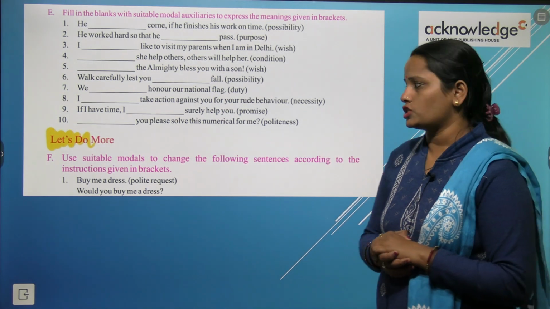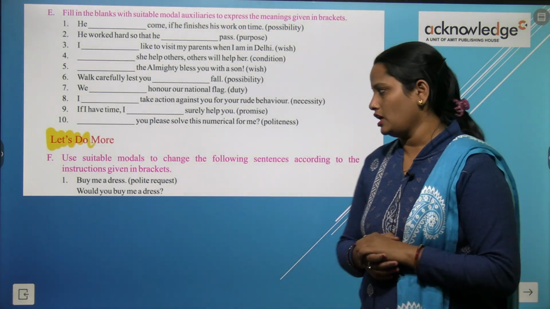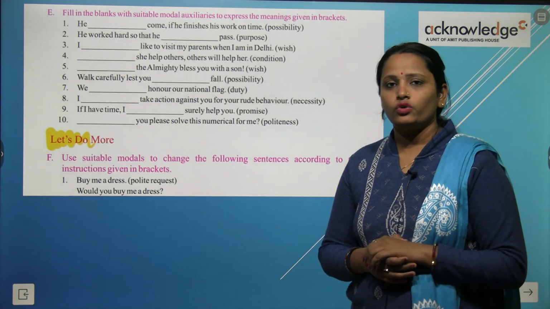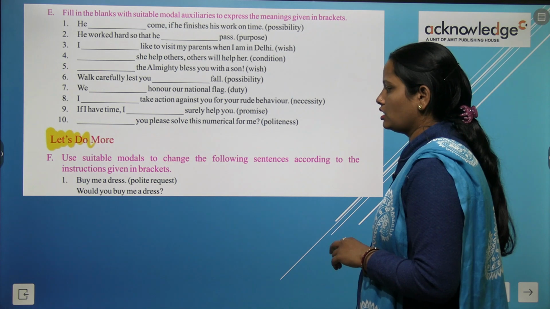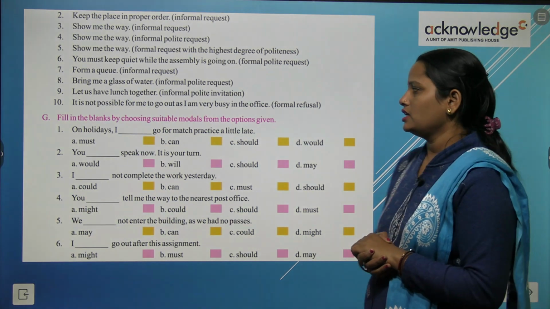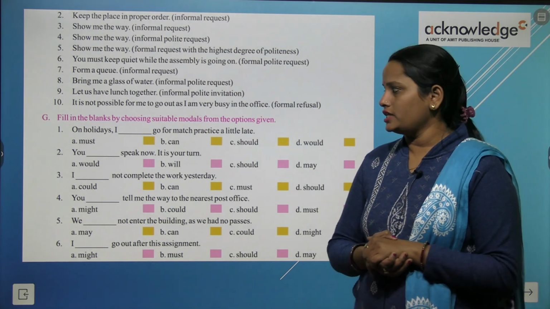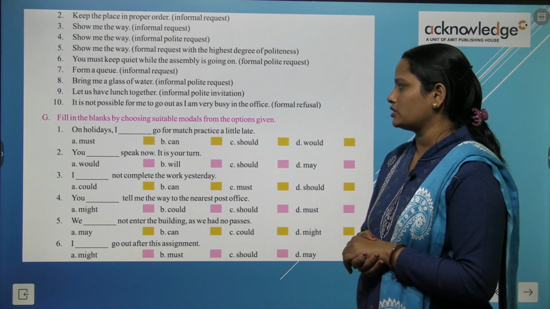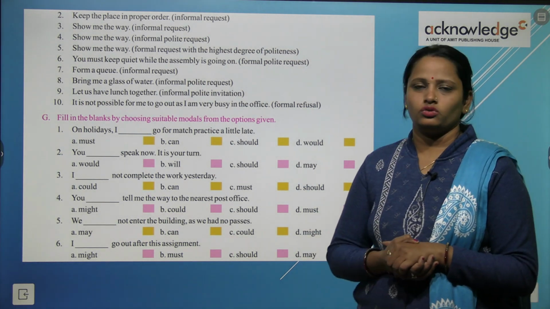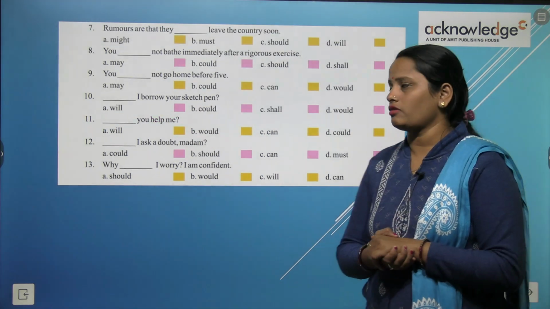Now let's do more. Use suitable modals to change the following sentence according to the instructions given in the bracket. Buy me a dress. Polite request. What did you do? Would you buy me a dress? So this is the question that you have asked. Like this, complete the rest of the exercise. Now fill in the blanks by choosing suitable modals from the options given. On holidays, I dash go for math practice a little late. I must go. I can go. I should go. I would go. So find out which one is correct and fill in the blanks. So this also you have to do by yourself.